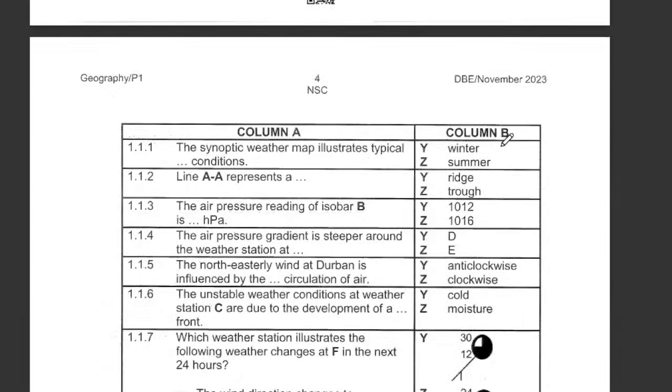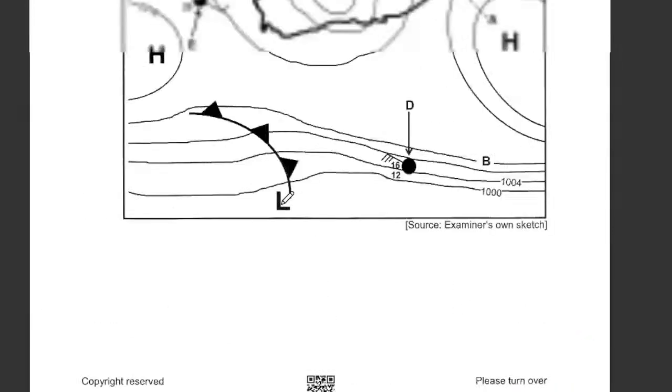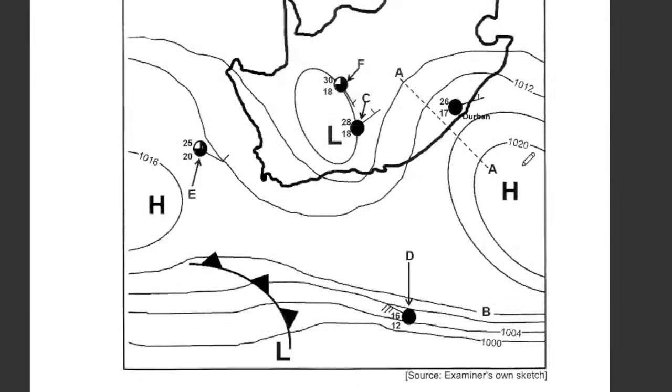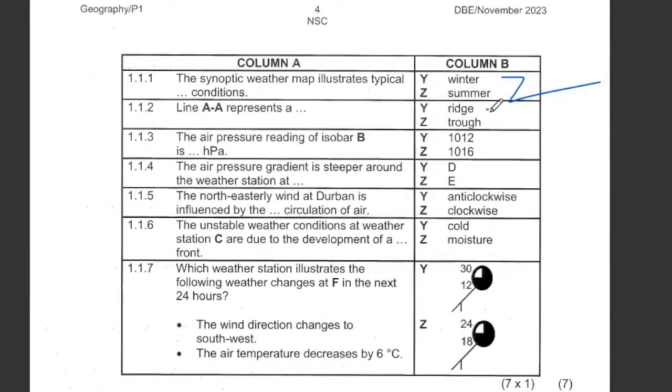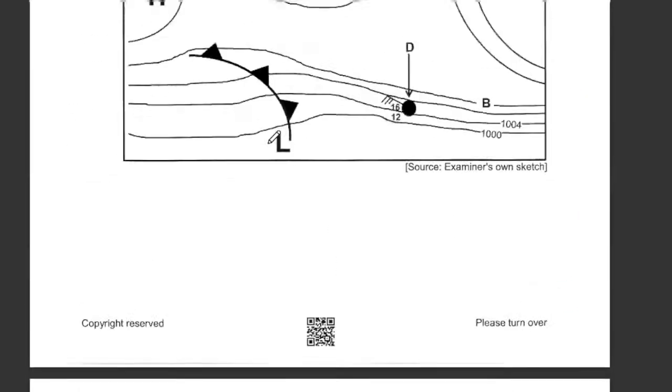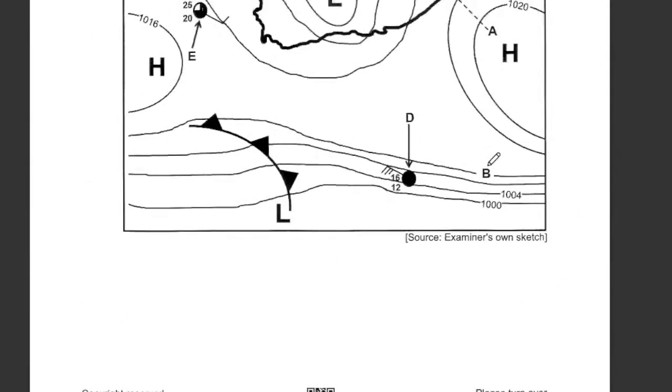Therefore, we take that. Okay, line A to A represents, we come here, it's A and it's A, and it is an elongated high pressure. And we know that if the high pressure is elongated, it forms a ridge, which is Y. Next, the air pressure reading of I over B is thus hectopascal. We come to B is here.